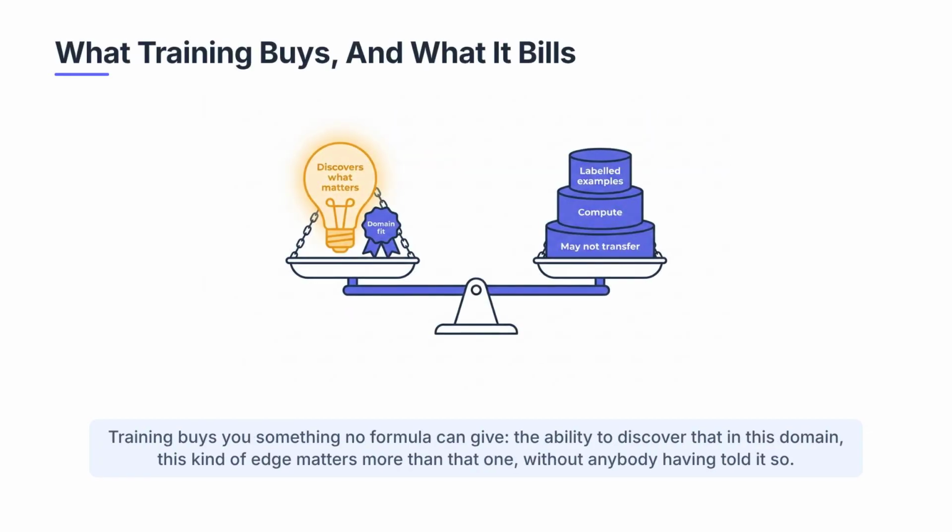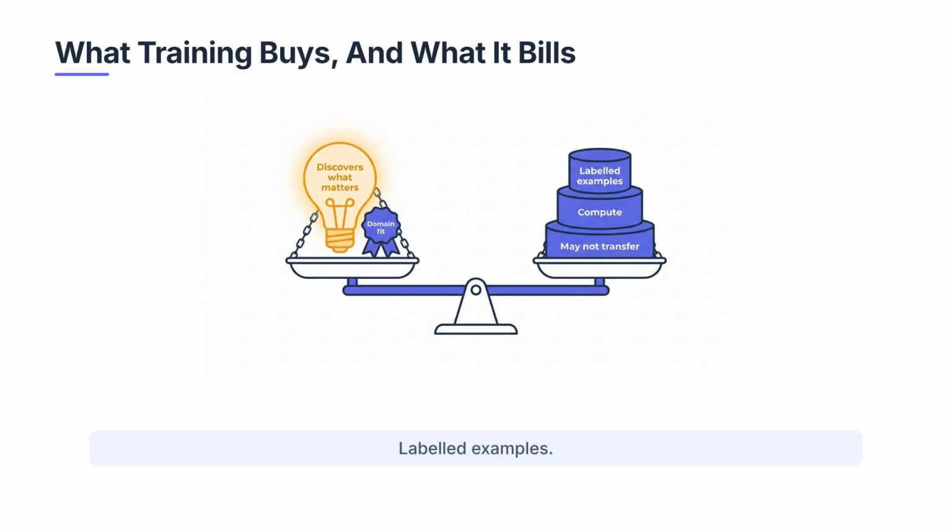Training buys you something no formula can give: the ability to discover that in this domain, this kind of edge matters more than that one, without anybody having told it so. It also bills you. Labeled examples, compute, somewhere to serve a model, and the very real possibility that it simply fails to transfer to your data. Hold that invoice in mind. We'll settle it honestly at the end.